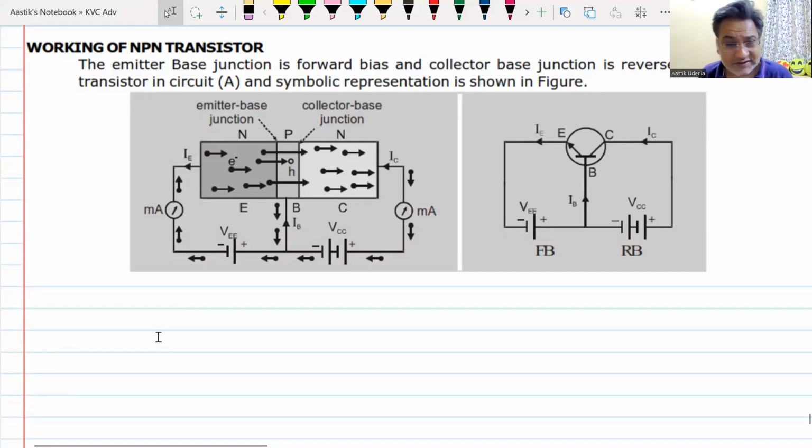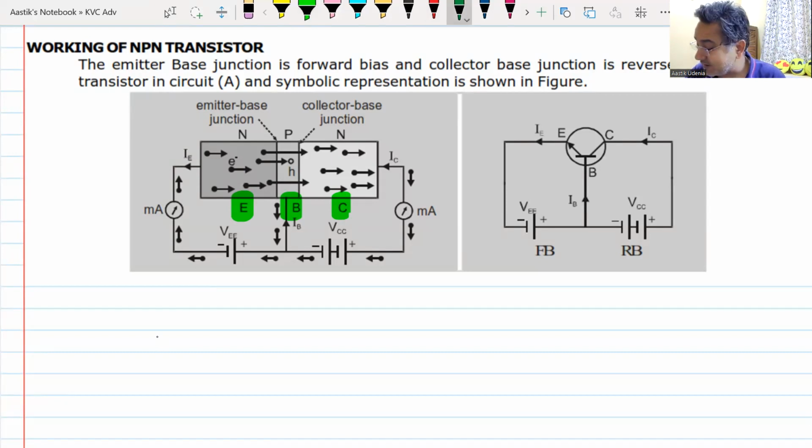Now, there are a few points that you must understand. We all understand that this is emitter, this is base, and this is collector. Do we see this? Yes. Now, this base is common to emitter and collector. Therefore, this is known as common base configuration. Do we understand this? In this common base configuration, you can see the emitter base junction. Can you tell me the biasing of emitter base junction? Is it forward biased or is it reverse biased?